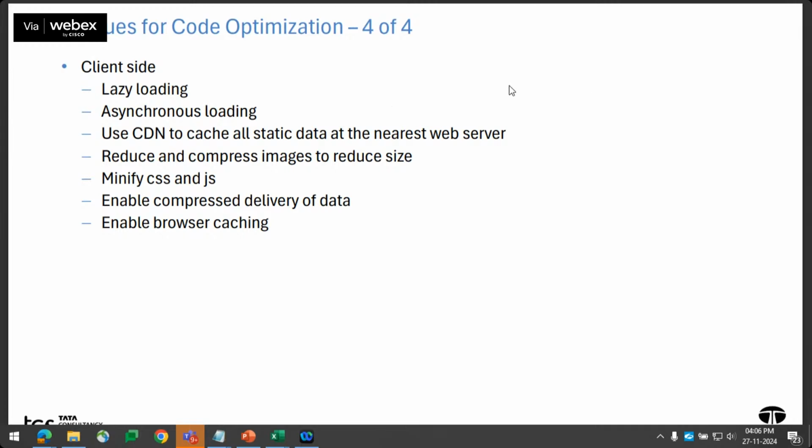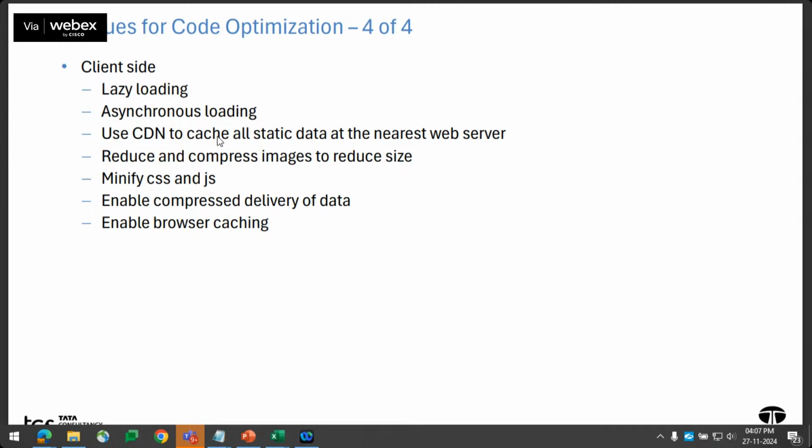Then the next one is the client side optimization, which is on the screen. We might not need everything to be loaded as soon as the screen comes up. There are some things which need to be seen immediately, and then in the background we could be loading the data, so that the user does not feel the page is unresponsive.